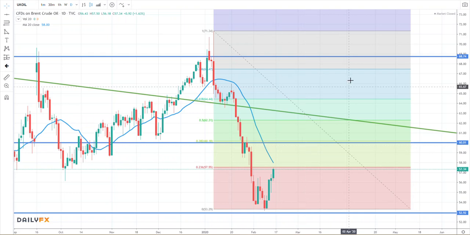Anyways, the only thing that would change my mind, to invalidate this, would be if price closed above $70 a barrel. So the downtrend's definitely in play, and it would take that kind of a swing in the market to go bullish. Otherwise, it's a sell.